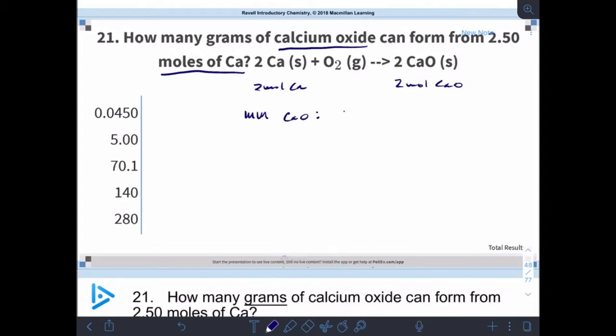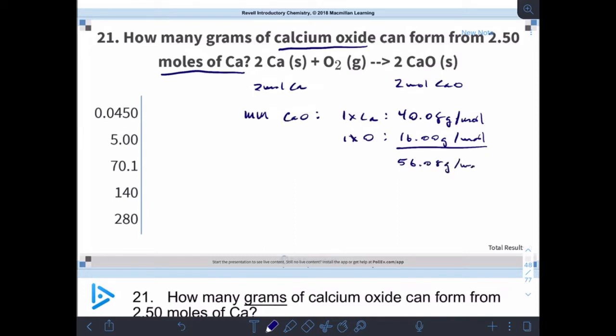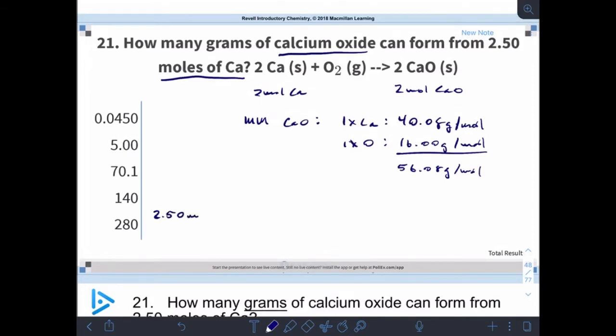So we have 1 times the calcium at 40.08 grams per mole, and 1 times the oxygen at 16 grams per mole. So my molar mass of calcium oxide is 56.08 grams per mole. Okay, so I'm starting with moles of calcium. If I'm already at moles, I don't have to do anything else. I can just go across the mole bridge.